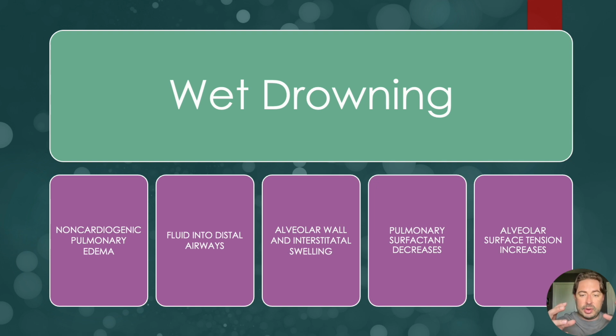If we had a decrease in surface tension, the alveoli want to collapse on themselves. So what the pulmonary surfactant does is it increases that alveolar surface tension, keeps the alveoli open, and prevents atelectasis. So when we look at wet drowning, not only do we have fluids coming in from the upper airway, we have fluids escaping the pulmonary capillaries and moving into the distal airways. You get alveolar wall and interstitial swelling.